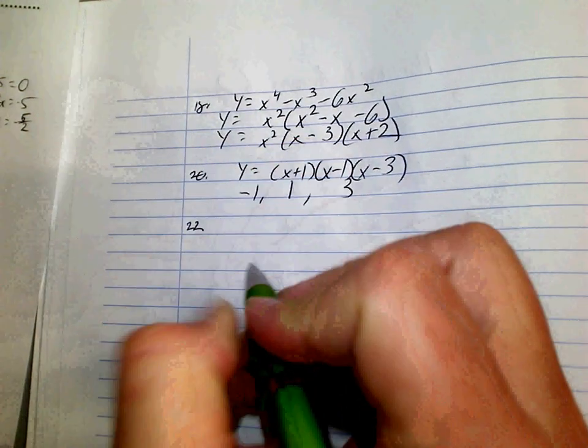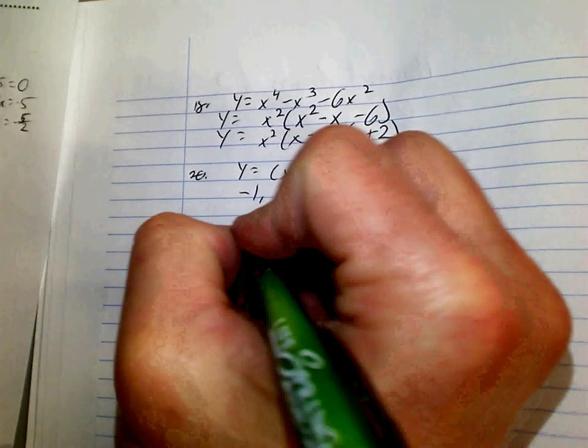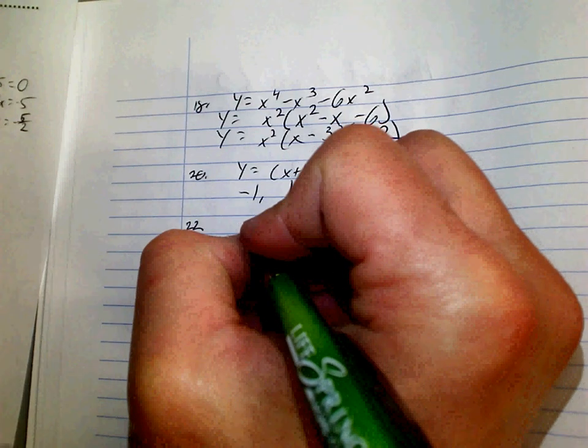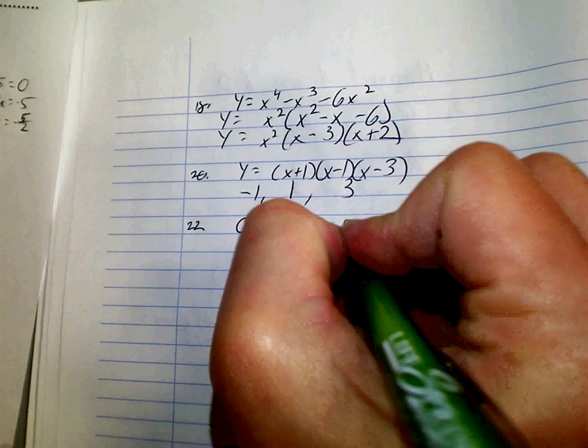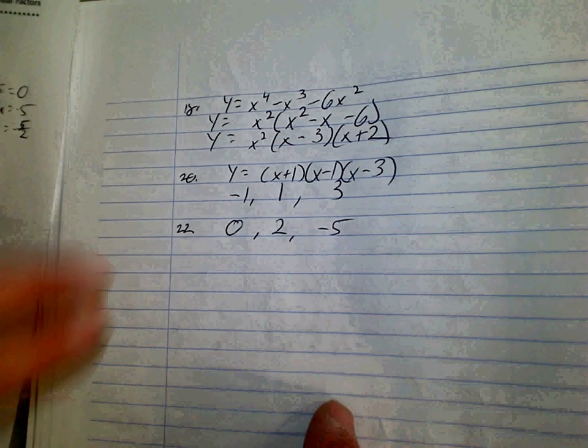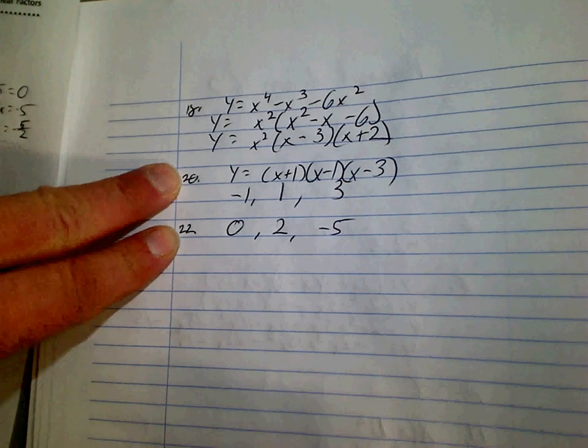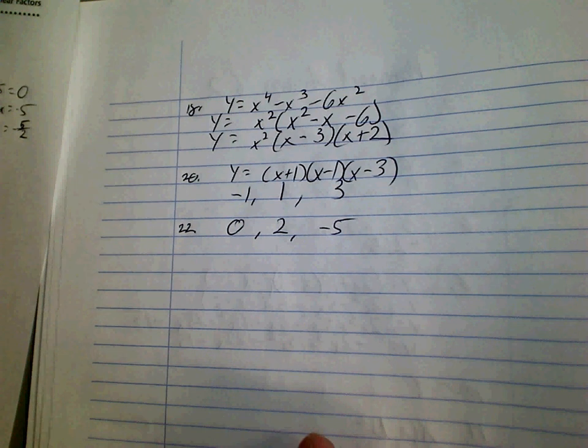It's already in factored form also. So what are your zeros? 0, 2, negative 5. Boy, after doing some of those other problems, 20 and 22 are like a breath of fresh air. Nice, simple, and easy. If it gives you the factors, you have your zeros.